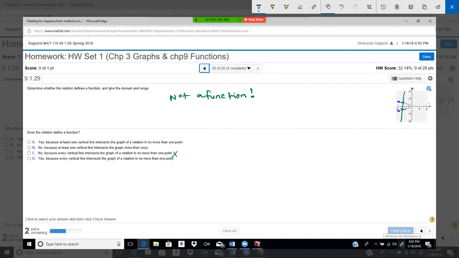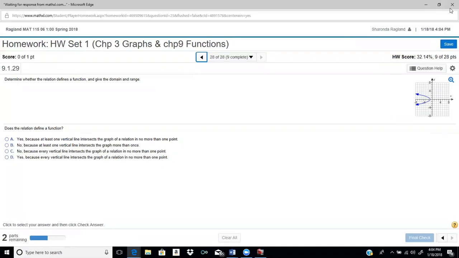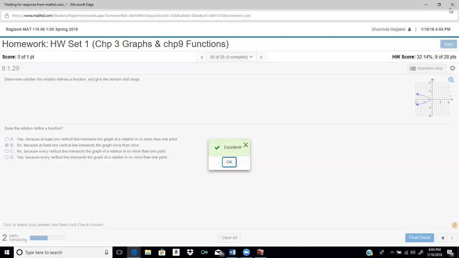This one says no, because at least one vertical line intersects the graph more than once. So between these two, not a function, okay? This one says it intersects in no more than one point, but it clearly goes through more than one point. All right, so we'll pick B. So we know it's no. All right, good.